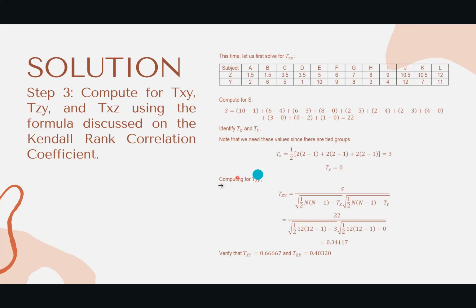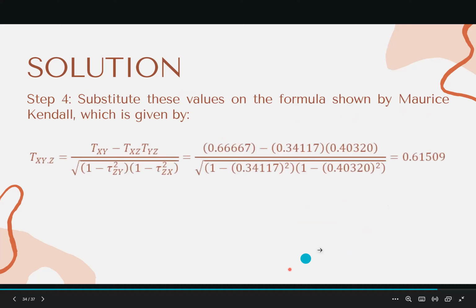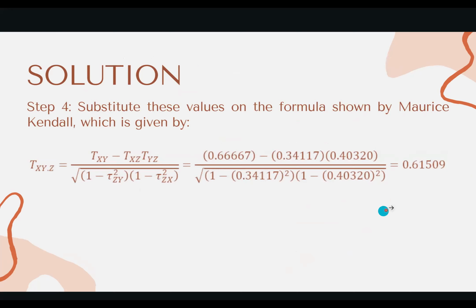So as we compute for the Kendall tau for ZY, ito yung lalabas, 0.34117. So we can verify na yung test Kendall tau for XY is 0.66667. In fact, sinabi nga siya dun sa question. Pero of course, we could still check for it. And then for ZX naman is 0.40320. Ayan. So dito naman, step 4, we substitute the values. And mapapalabas natin is 0.61509.